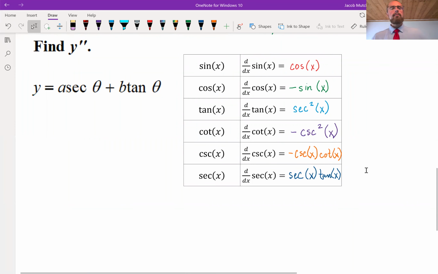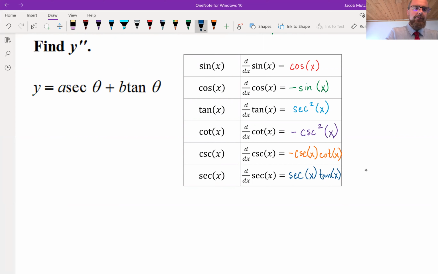So here I've got my function y equals a secant theta plus b tangent theta, and I'm going to assume that a and the b on tangent are numerical coefficients. We'll treat these as constant coefficients. Let's apply our process here.